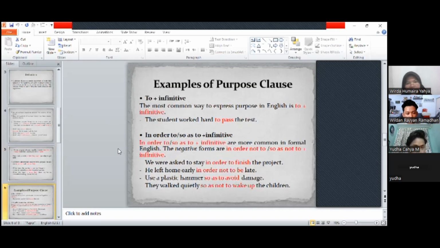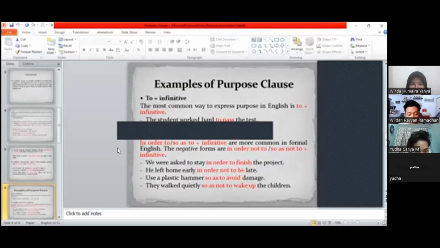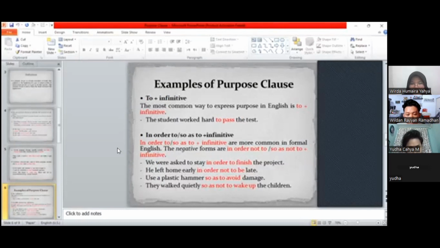The next slide is the examples of purpose clause. The first is to plus infinitive. The most common way to express purpose in English is to plus infinitive, for example, pass the test. The second is in order to or so as to plus infinitive, which are more common in formal English. The negative forms are in order not to or so as not to plus infinitive.